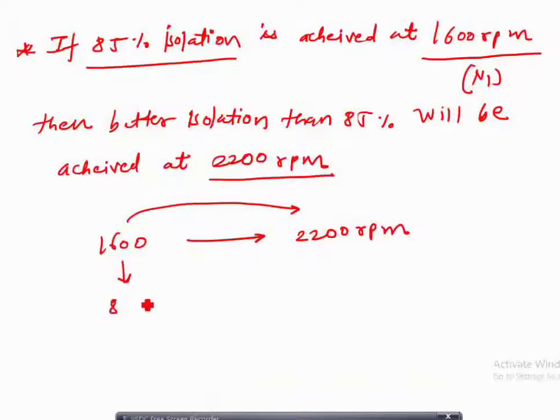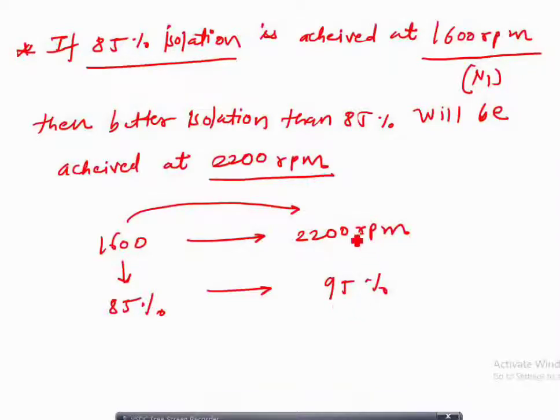So at 1600 rpm, you have achieved 85% isolation. So obviously, as per the theory, that isolation is better at higher speed, you may get, let us say, 95% isolation at 2200 rpm. So what is your problem statement? The problem statement is: what is the static deflection the isolator should have for 85% isolation. So if my isolation increases from 85%, that is okay.